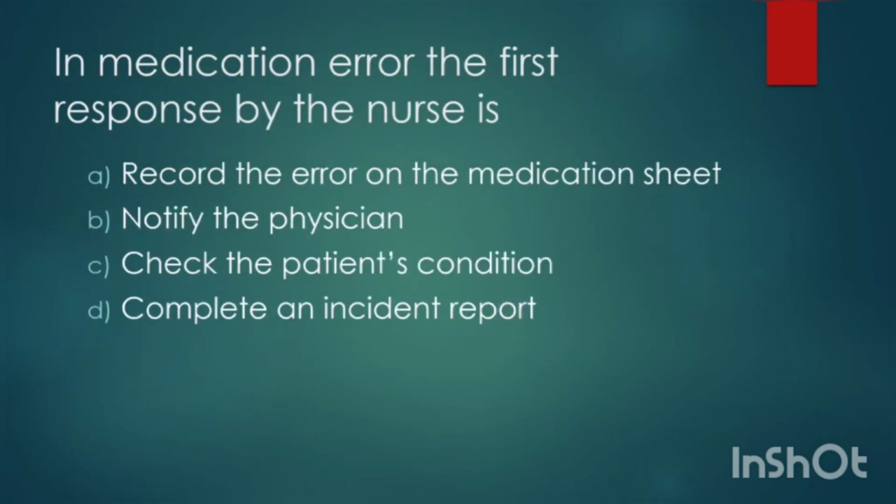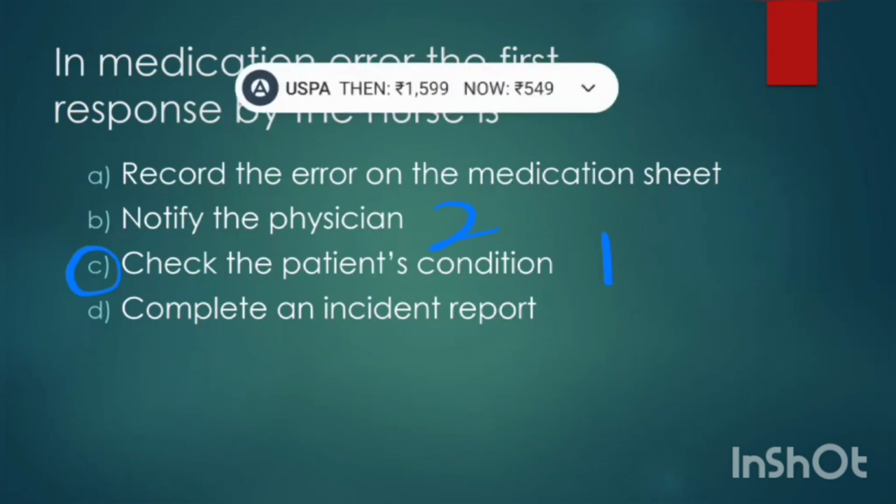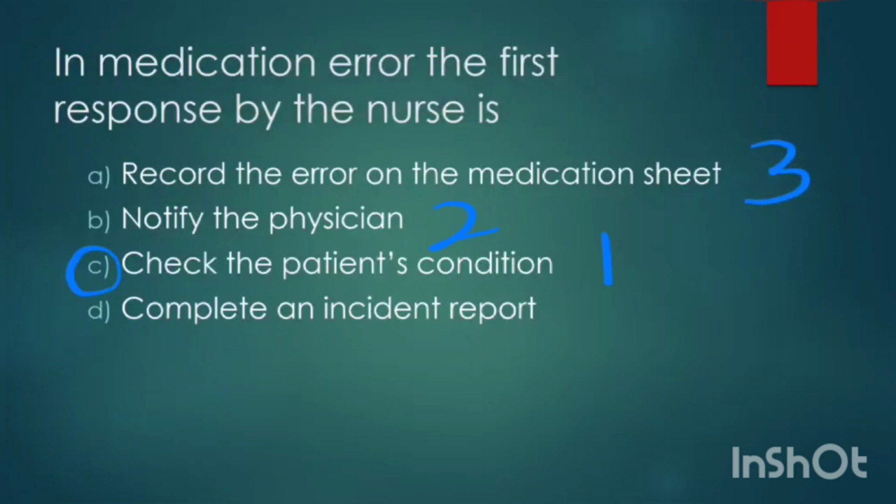In medication error, what should be the first response by the nurse? It should be check the patient's condition, number 1. Then notify the physician, number 2. Then act upon and then record the error in the medical case sheet. That will be done by the doctor, and completing an incident report is done last.